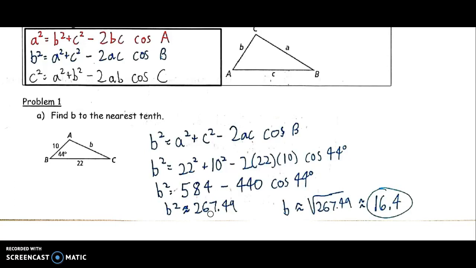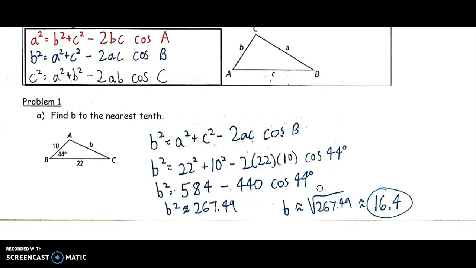I took that in steps though. I did 22 squared plus 10 squared. That comes out to 584. 2 times 22 times 10, that's going to make 440. And we're just going to leave that cosine by itself. But again, if I enter this in the calculator exactly as it appears, 584 minus 440 cosine 44, that should make the entire right-hand side 267.49.